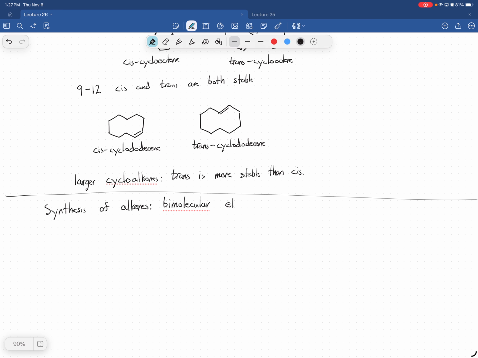So first we have bimolecular elimination, E2. Remember, we have our H and then we have our leaving group one carbon away. It has to be anti to the H or else the alkene can't form.